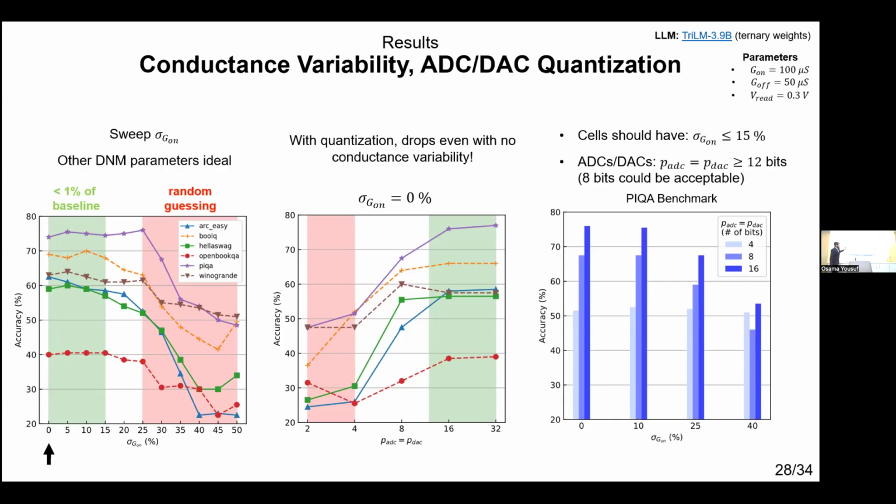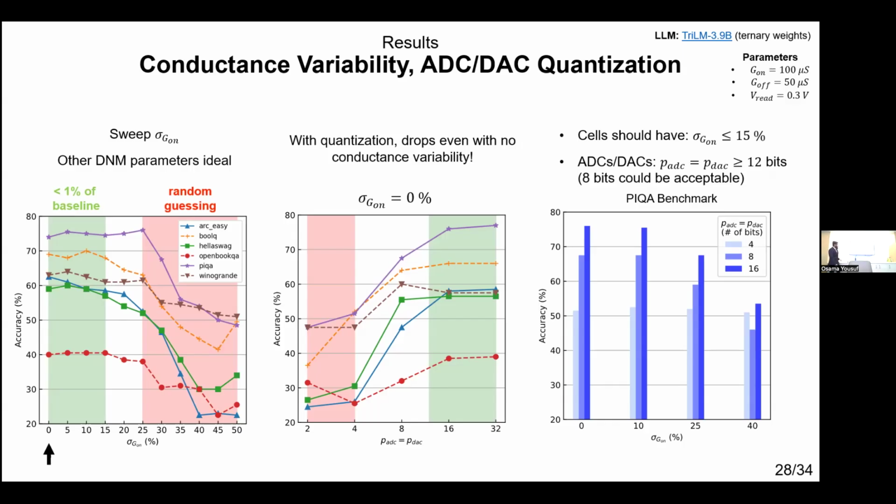So over here, in this first plot, what we're doing is sweeping the on-state conductance variability on the x-axis. There's this green region here that I've highlighted, and then this red region here that I've highlighted. This green region corresponds to the conductance variability that you could effectively tolerate. What that means is that even if you had 15% variability in your on state, your LLM accelerator would still be able to attain a performance that's very close to the ideal baseline. But if you were to continue pushing the conductance variability beyond this red region, you would end up seeing that the performance for any particular benchmark is as good as random guessing.